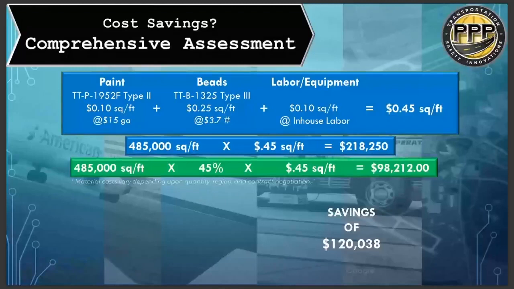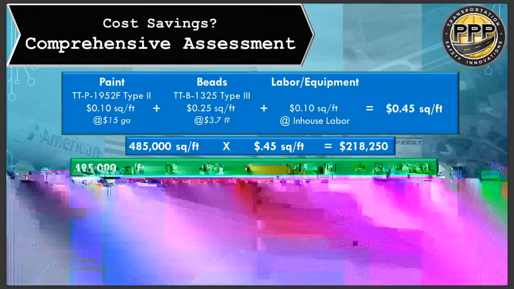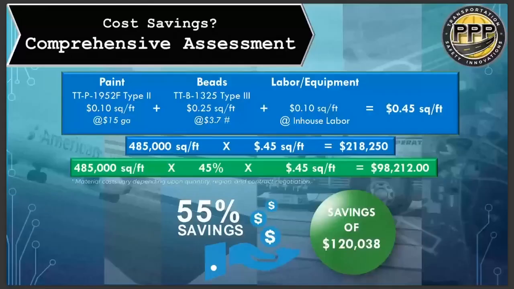Okay, great. I did want to go over this real quick. This is kind of cool. Just some quick math. There was 485,000 square feet of markings at the Jacksonville airfield that we were looking at. And what I did here was I said, okay, some airports, not all, but some airports will just put their markings on a rotation, and the states used to do this for their highways. It didn't matter how much traffic there was or if it needed it, it was just in that rotation. So we find that a lot of airfields do the same thing.